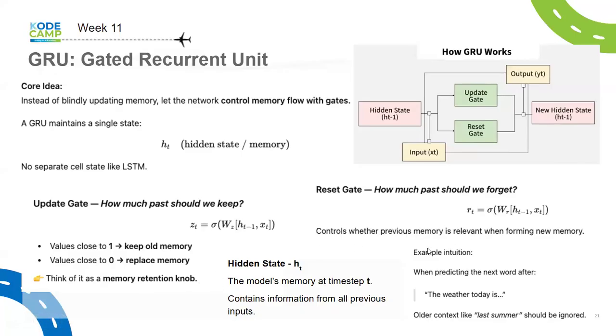And the same thing for the reset gate. If the values are close to 1, that means forget it, right? Or reset it. If values are close to 0, allow more of the memory to come, right? So at the end of the day, you keep the hidden state, and that is basically the memory at each time step. So it's just a slightly slicker version of the LSTM.